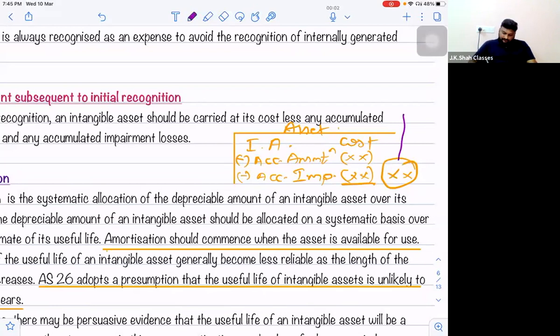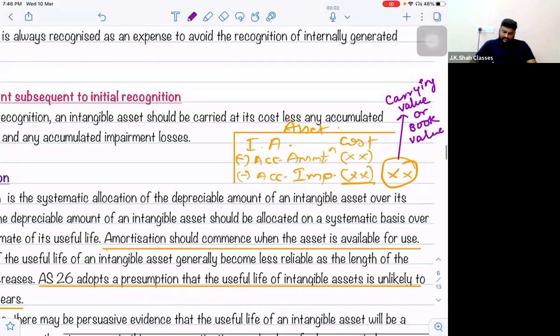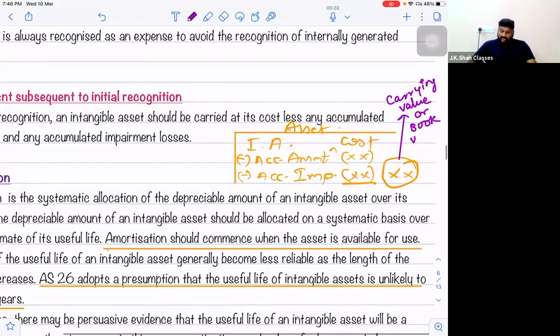This is called the carrying value, or you also call it the book value. Right? So this is the simple concept that in the balance sheet, the asset is shown at the carrying value after initial recognition. That is cost minus accumulated amortization minus accumulated impairments. You get the carrying value.